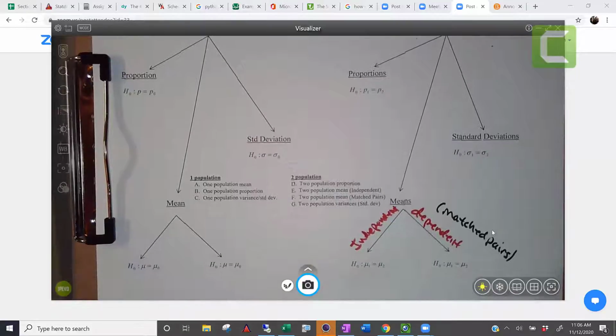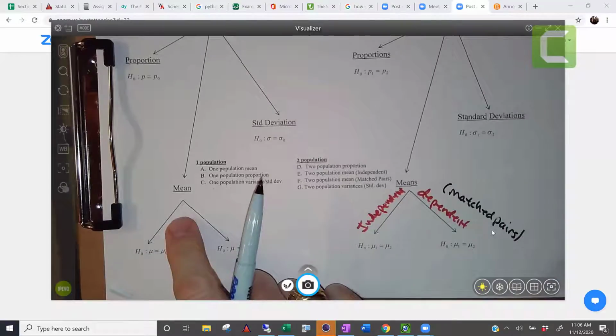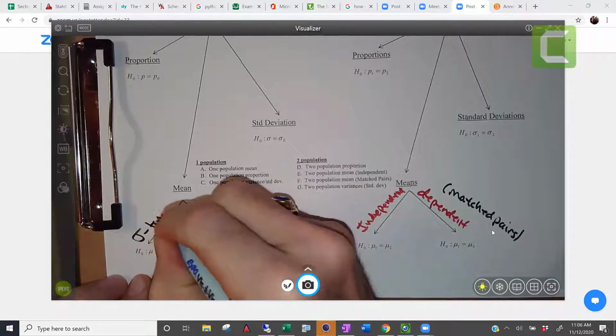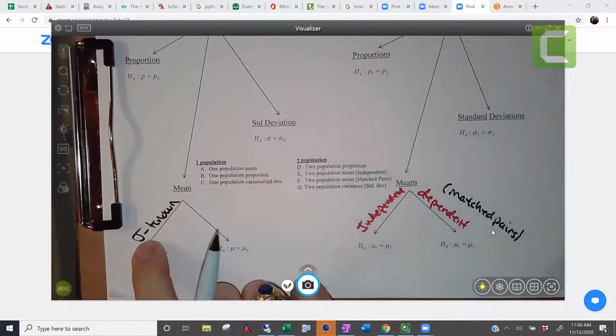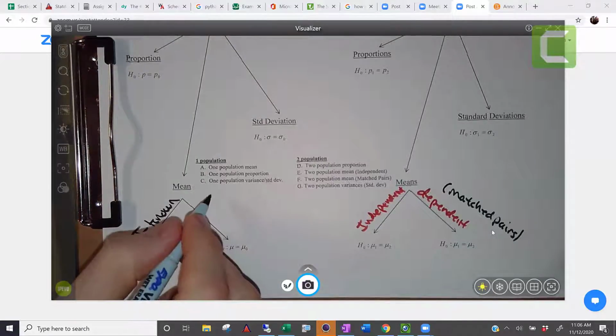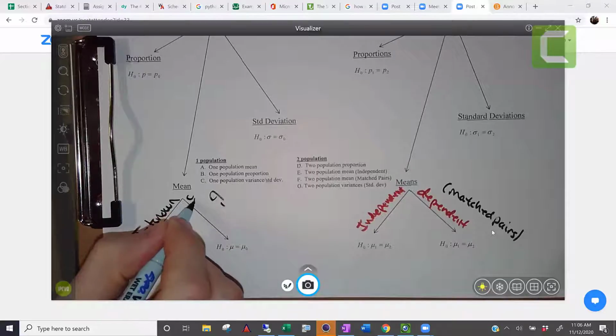Now, technically, there were two cases of the test for a population mean. That was when sigma was known. And somebody remind me, what does sigma represent? Standard deviation. Awesome, thank you. And then the other case where sigma was unknown.